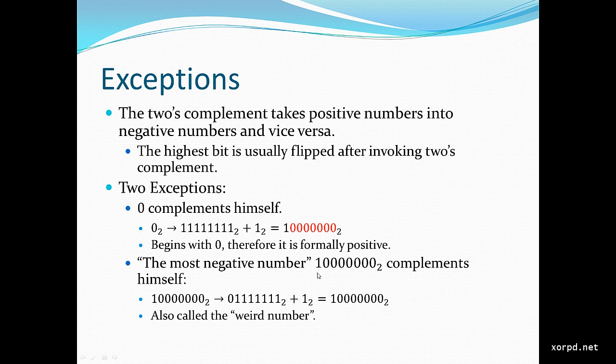For example, for the 8 bits case, we are going to flip every bit. 1 turns into 0, and the rest of the zeros, the 7 zeros, turn into 7 ones. Then we add 1 as usual, and we get again the same weird number. This is an interesting phenomenon.